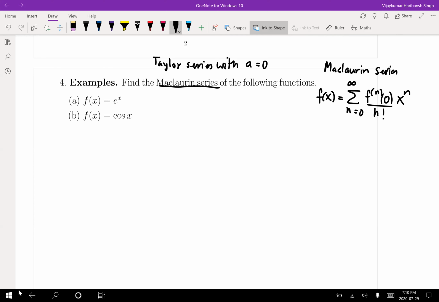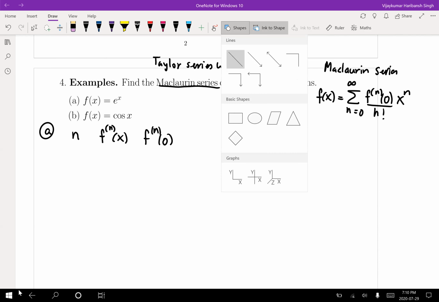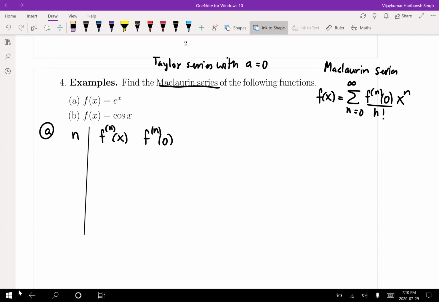So let's compute the Maclaurin series for the first function. We have f(x), and we want to compute the nth derivative of this, and the nth derivative evaluated at 0. So this is what we want to compute. Let's do this computation now.